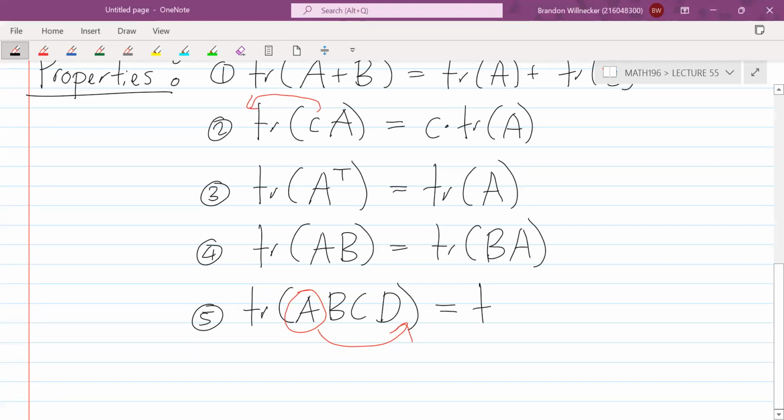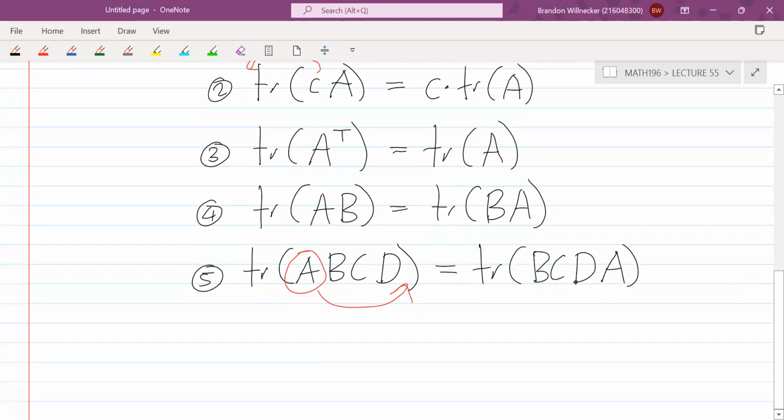So this is equal to the trace of B, C, D, and now we have A at the back. And we can do this again. B is in the front. We can put it to the back. This is equal to the trace of C, D, A, B.